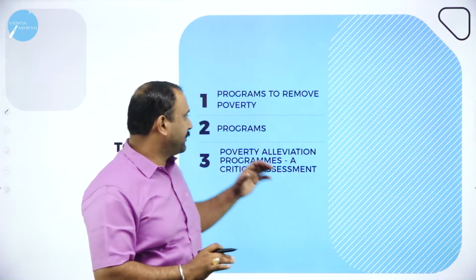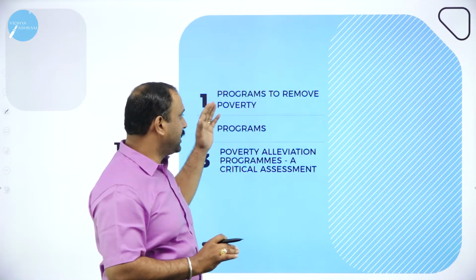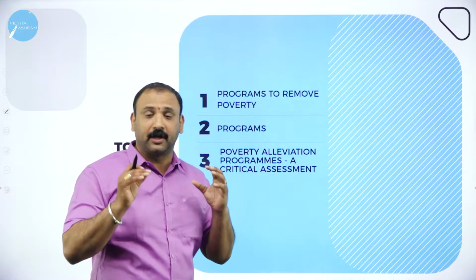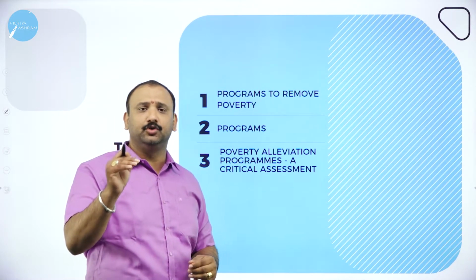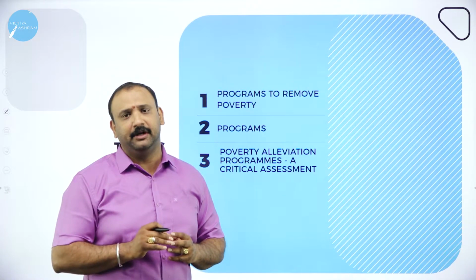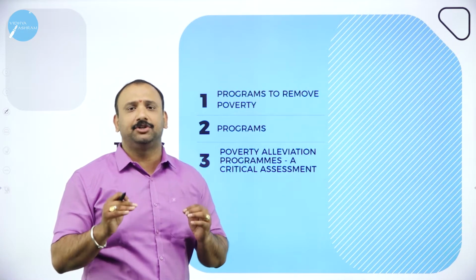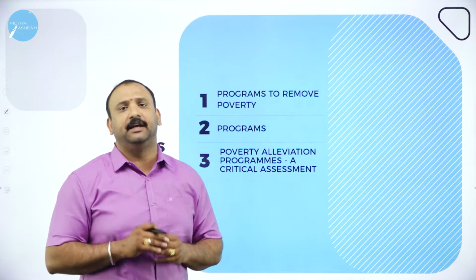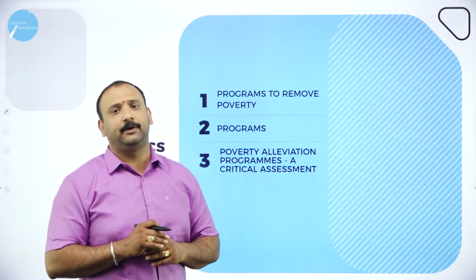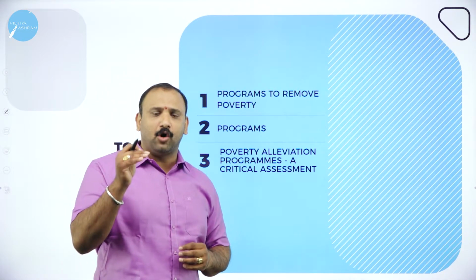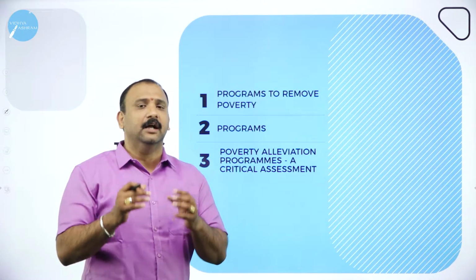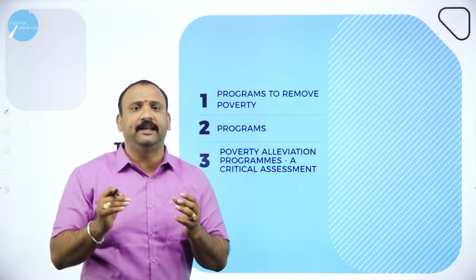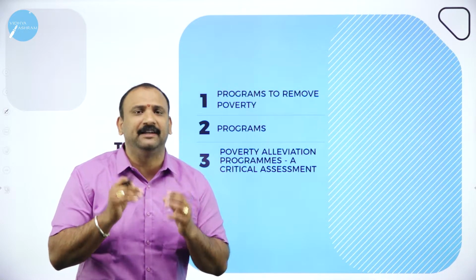These are the topics that are going to be covered today. The programs to remove poverty, what are the different kinds of programs itself, very important. And we are also going to do a qualitative assessment on how the Poverty Alleviation Programs survived in India. This is very important, and this chapter is also trying to lay an emphasis upon how poverty can be eradicated using developmental economics.